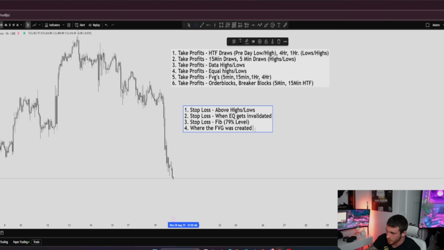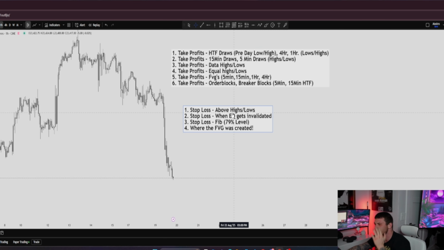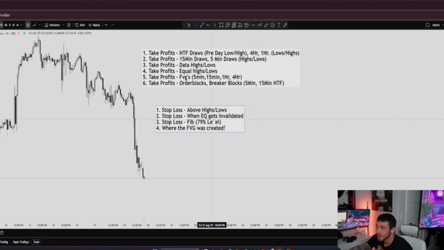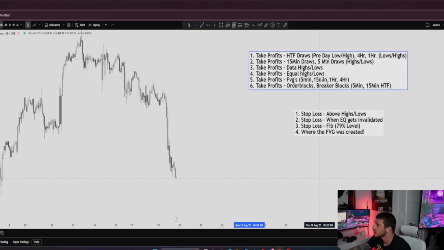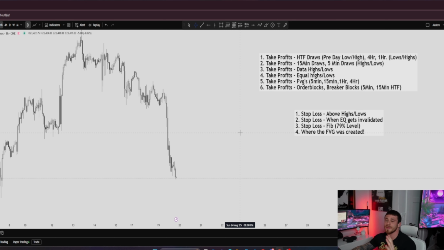Was created. Where the fair value gap was created. All right, this one's going to be a little bit confusing, but we'll put these to the side. Still see these. This is what I mean by where the fair value gap was created, right?